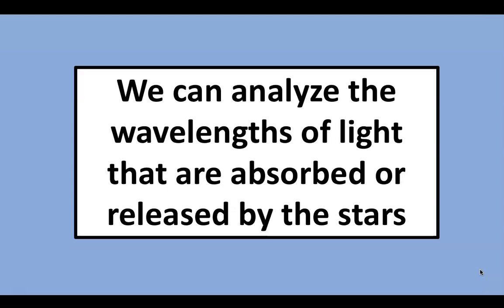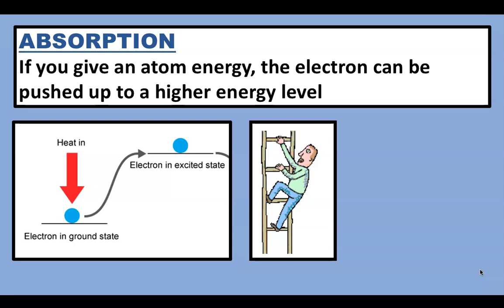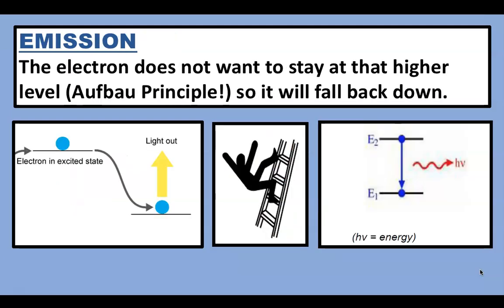So for absorption, if you give an atom energy, the electrons can actually be pushed up to higher energy levels. Most things are in a ground state. We heat it up, use a blowtorch or add some energy somehow, and electrons can jump to higher empty orbitals in higher energy levels. They can jump anywhere they please as long as it's empty and not occupied by another electron.